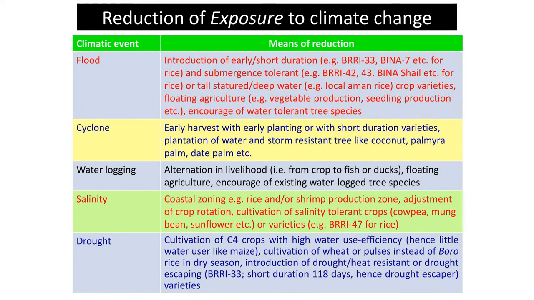Reduction of exposure to climate change. Here, for agricultural production, we need some beneficial crop cultivars to reduce the exposure to climate change shocks. For example, short duration varieties, deep water varieties, etc.